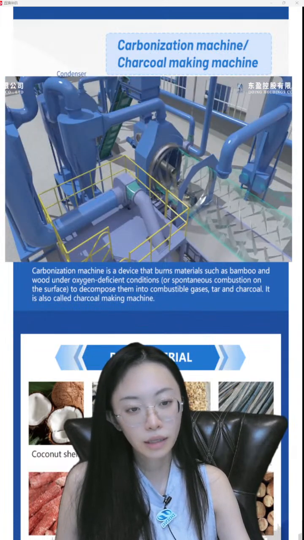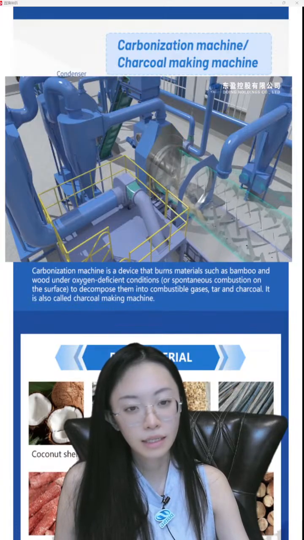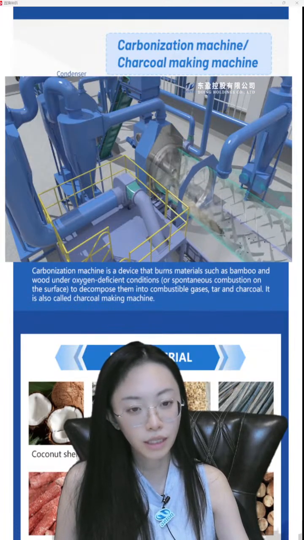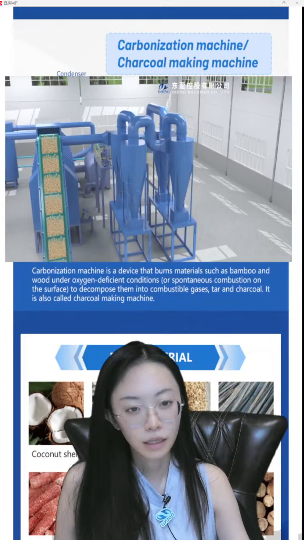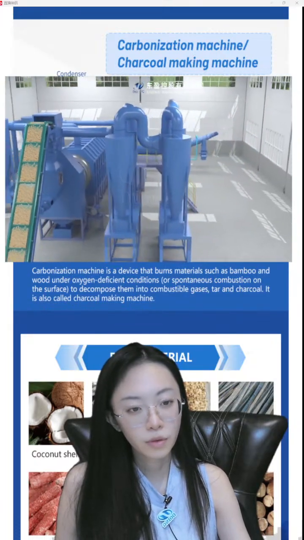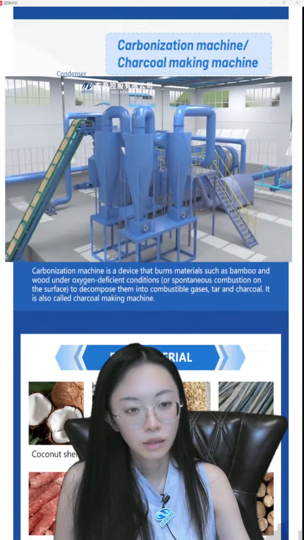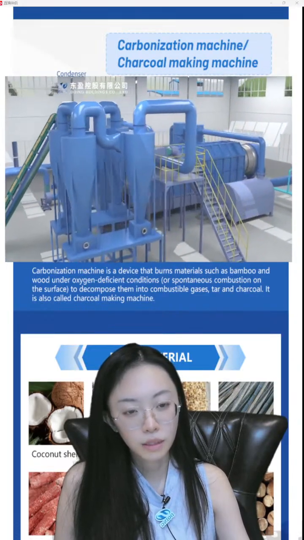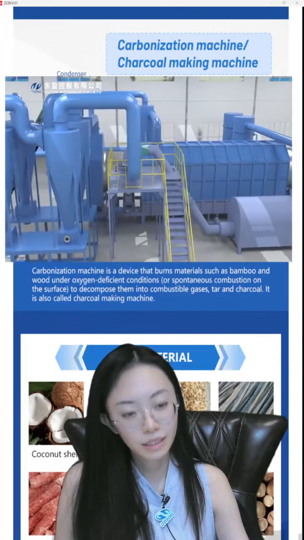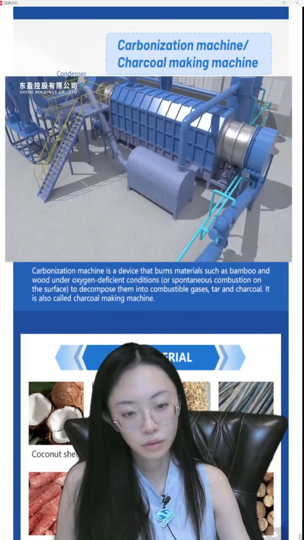In the drying machine, the temperature inside is nearly 200 degrees. It has a spiral plate inside to make the materials fully contact with the hot wind and lower the moisture.